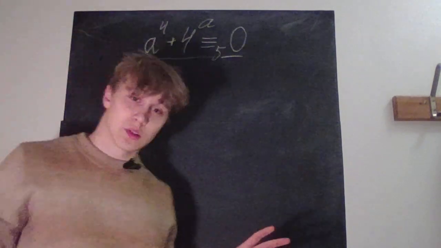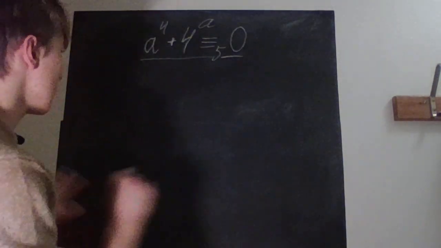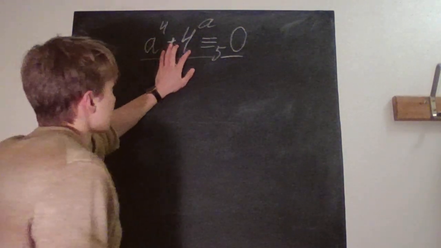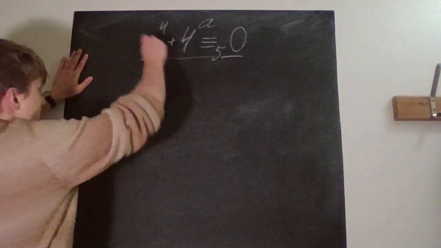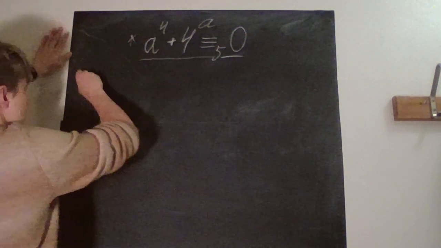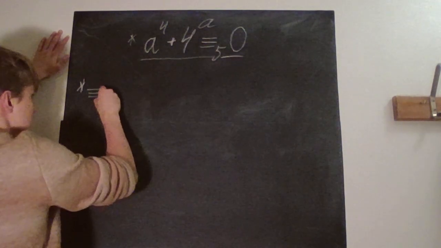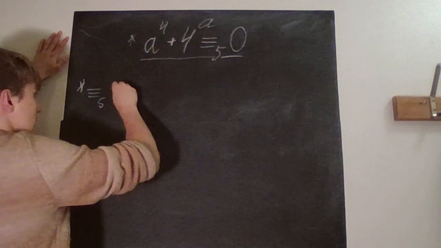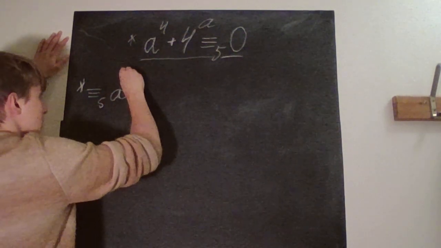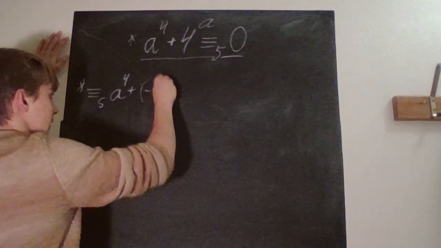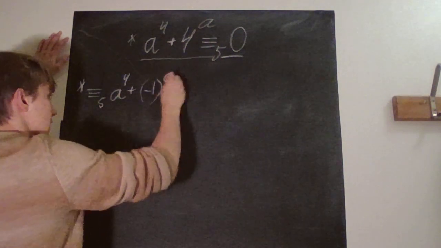Okay, so when we use modulus, we always look for some kind of simplification. So I'll just call this star. Okay, so we know that star modulus 5, since 4 is just 5 minus 1, this is a to the power of 4 plus minus 1 to the power of a.